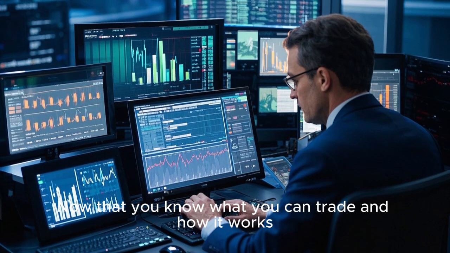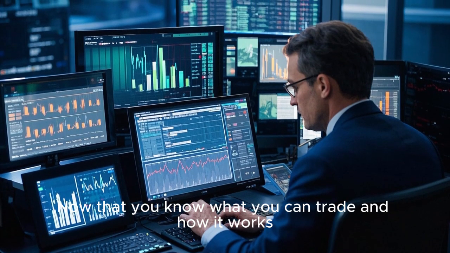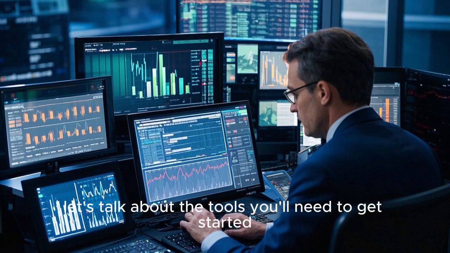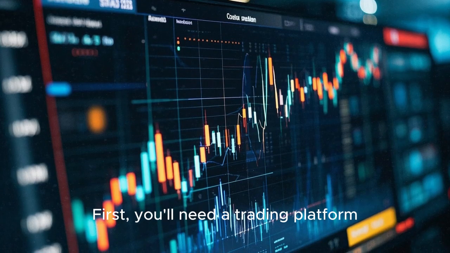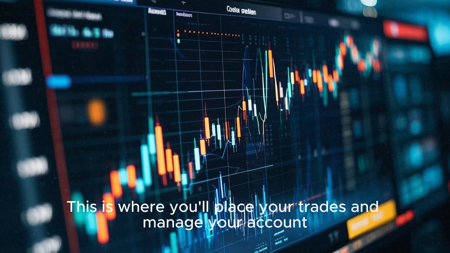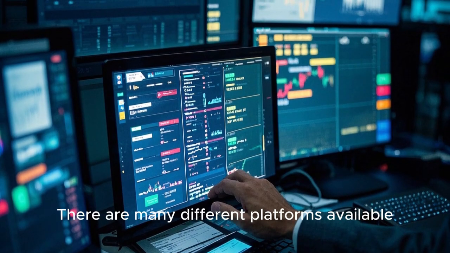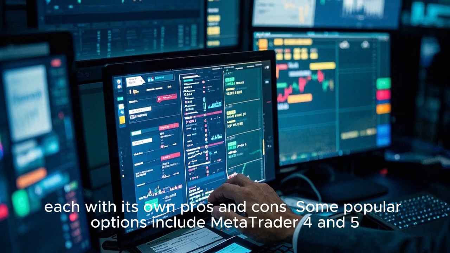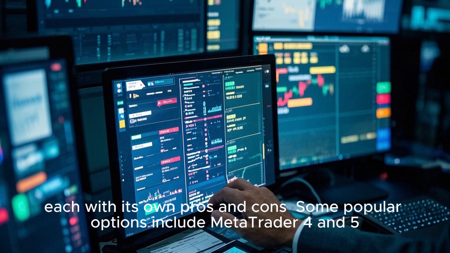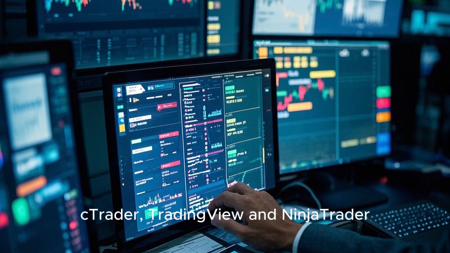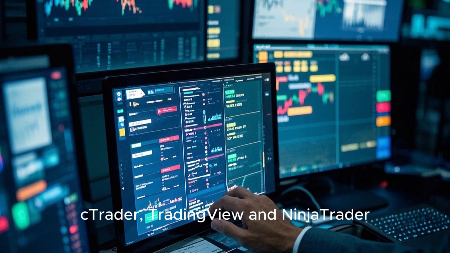Now that you know what you can trade and how it works, let's talk about the tools you'll need to get started. First, you'll need a trading platform. This is where you'll place your trades and manage your account. There are many different platforms available, each with its own pros and cons. Some popular options include MetaTrader 4 and 5, cTrader, TradingView, and NinjaTrader.